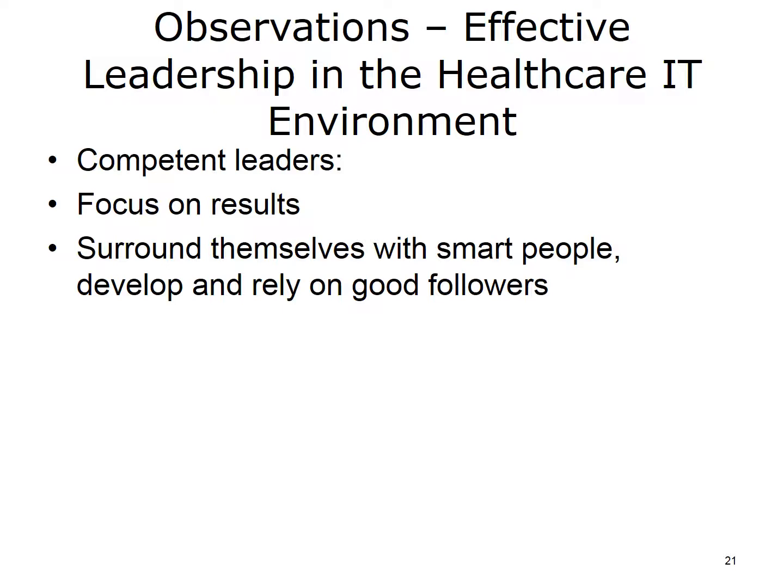The second observation is that every single good leader, inside and outside the industry, surrounds himself with people who are smarter than he is. The consistency of this philosophy and their success as leaders is hard to deny. Remember, good leaders develop good followers who share their vision.